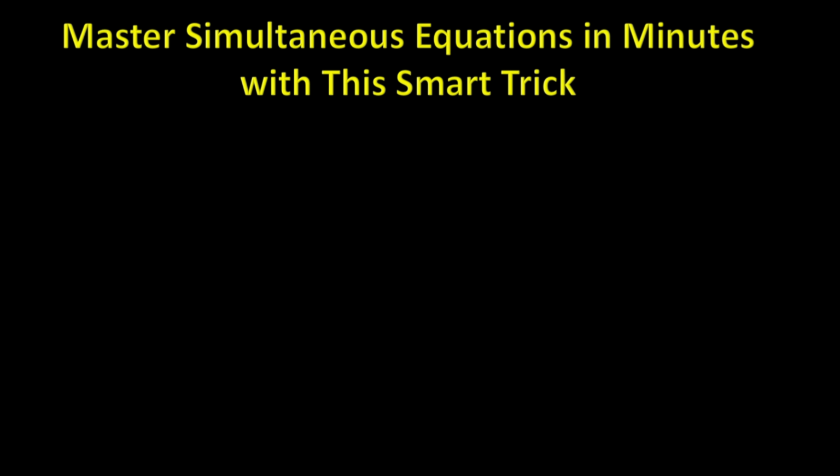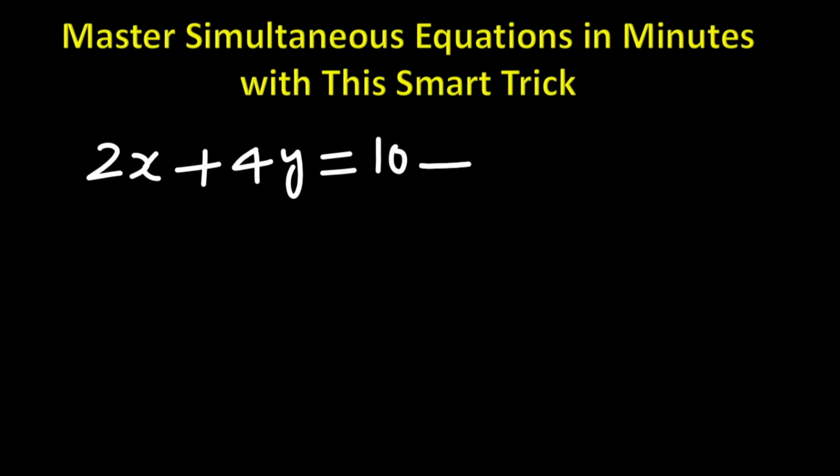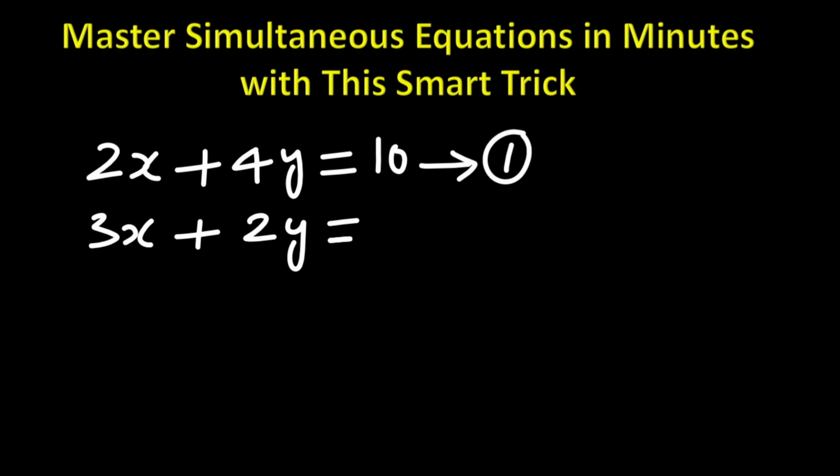Let's break it down. Say we have a question: 2x plus 4y equals, say, 10. Let this be equation number 1. And then we have 3x plus 2y equals, say, 11. Let this be equation 2. Now the question is, solve these simultaneous equations. Basically find the values of x and y.